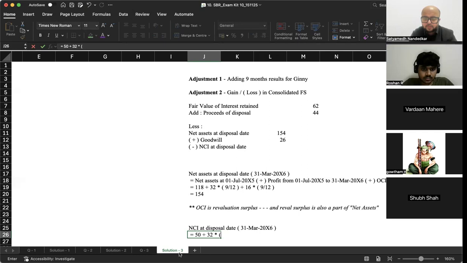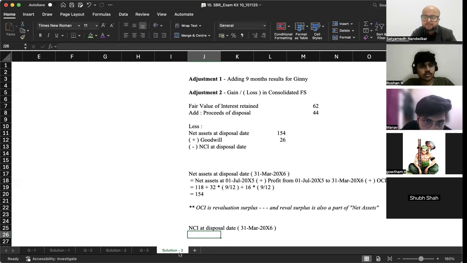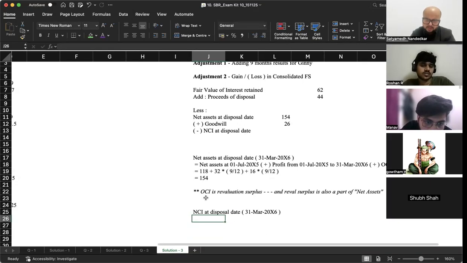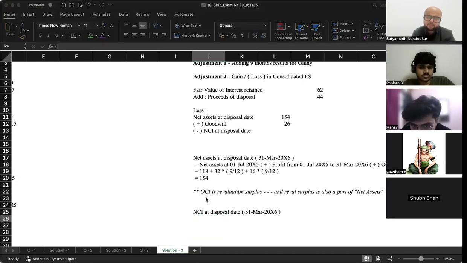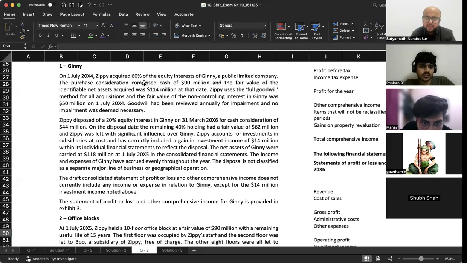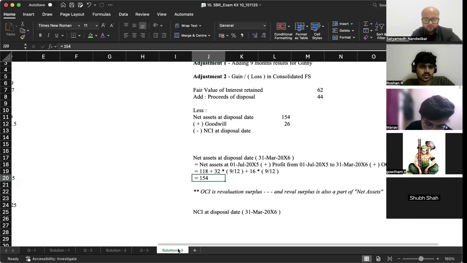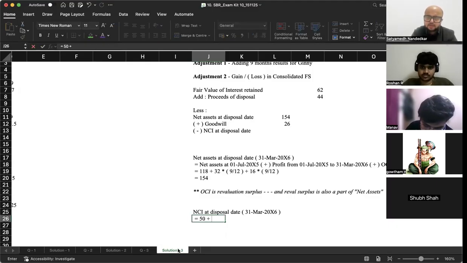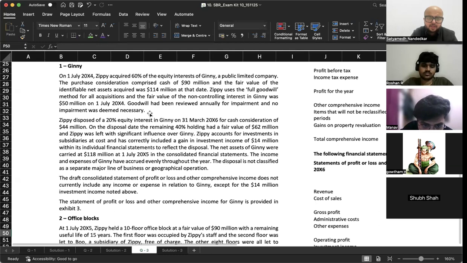And sir, तो वो उसका डिफरेंस भी तो लेंगे. किसका सर बताइए, शेयर का भी तो शेयर लेंगे ना. See, सर we have net assets on this date. Net assets at date of acquisition. कितना है net assets at date of acquisition? 114. So, can I just do 50 plus 154 minus 114 into NCI का परसेंटेज कितना है? 40%.